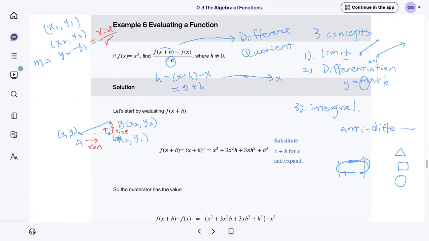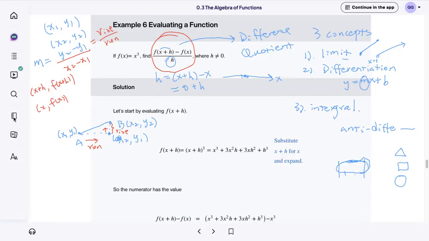Rise over run. So the rise is the difference in y value. Run is the difference in x value. So that's how we find the speed of change from this point to this point. So that's what we call slope. And in this case, we see this is exactly the slope formula. The 1 point has x value x plus h, y value f of x plus h. This is 1 point. Another point is x and f of x, right?